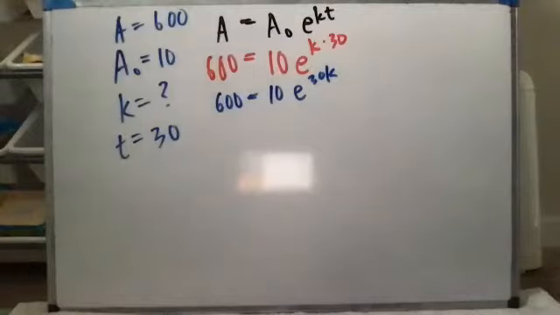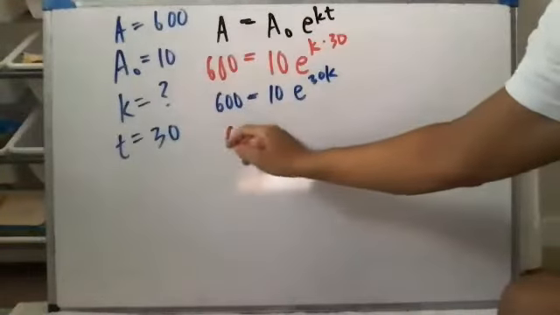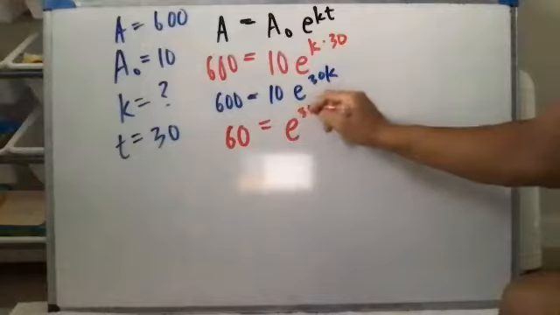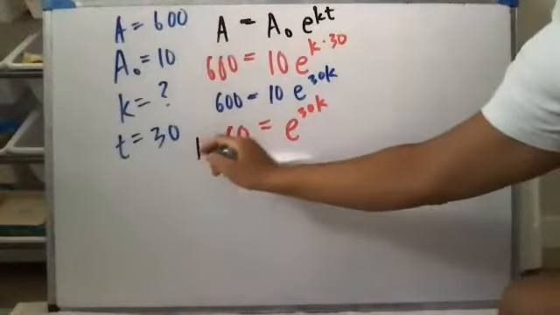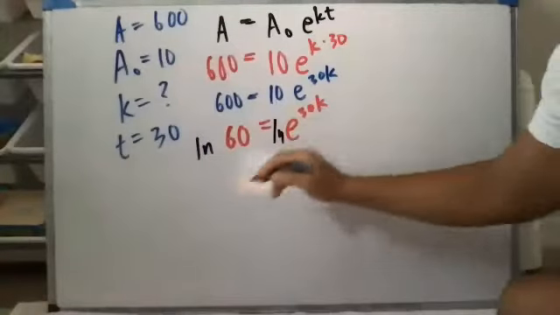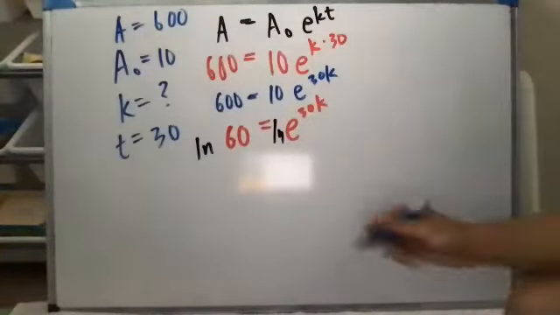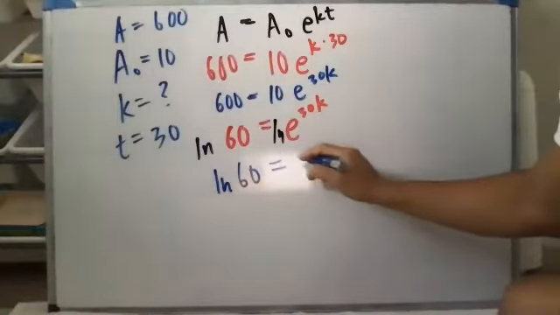And the way we solve it is the same way we've been solving these sort of questions. We just use the log functions. But first we need to get this by itself, so divide both sides by 10. I get 60 is equal to e to the 30k. And then now I can just natural log both sides of that. When I natural log the right side, it undoes the e, so I end up with just natural log of 60 is equal to 30k.